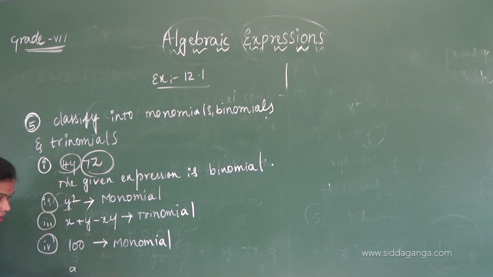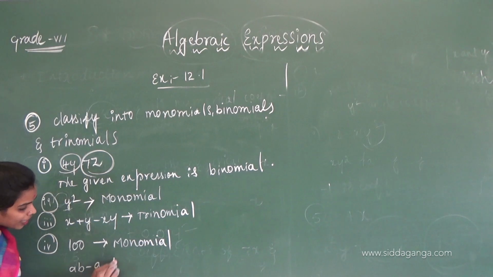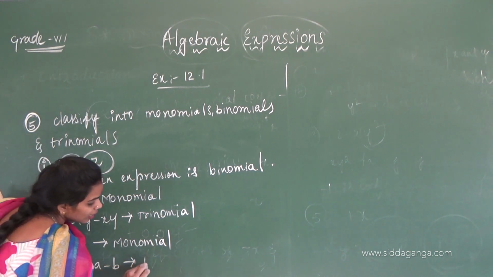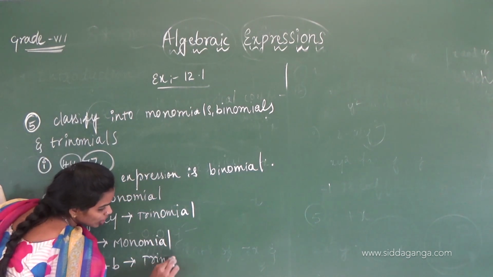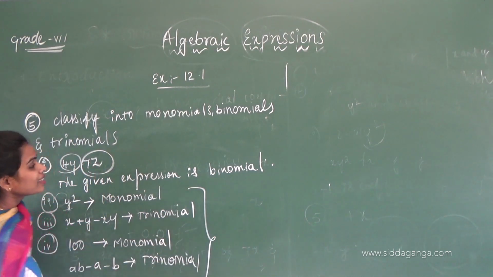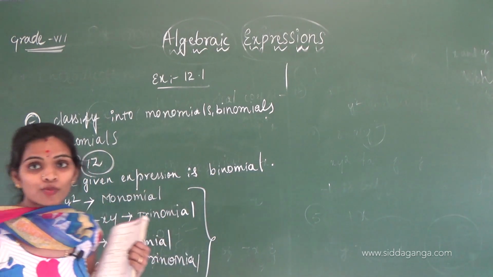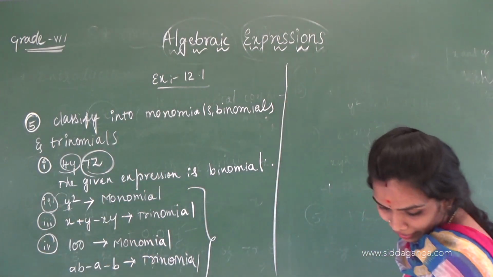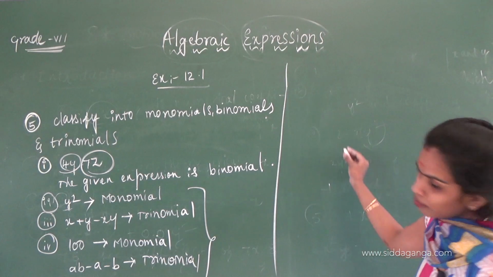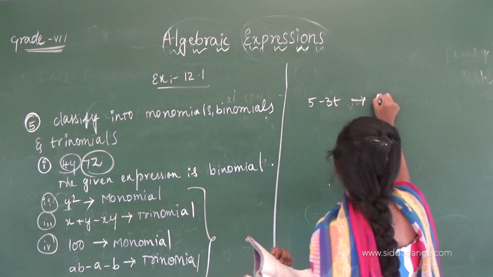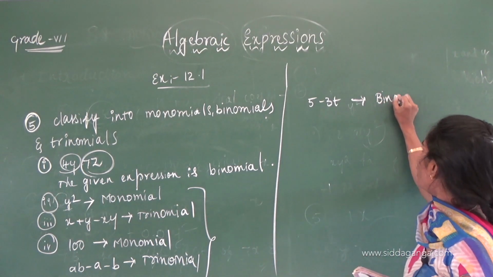AB minus A minus B. How many terms are there? AB one term, A one term and minus B one term. Therefore, it is trinomial. The given expression is trinomial. You have to write it simply like this. Just you have to write this given expression is trinomial or binomial or like that. 5 minus 3t. What is it? Binomial.